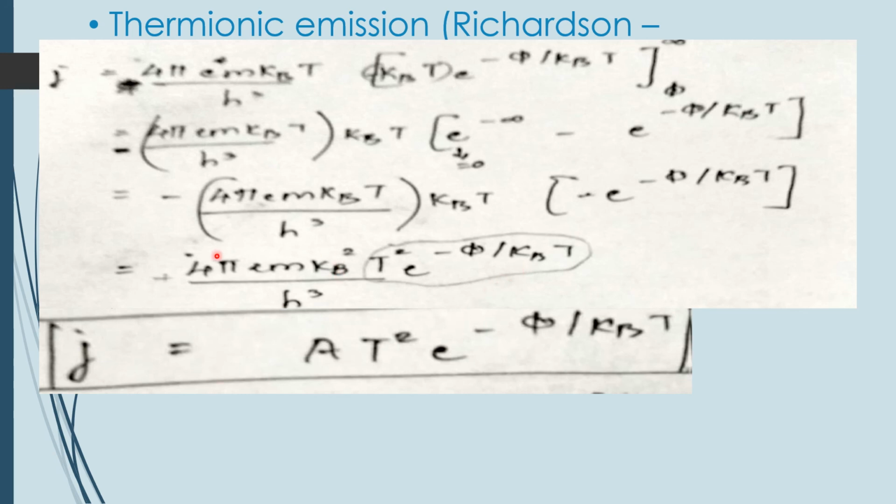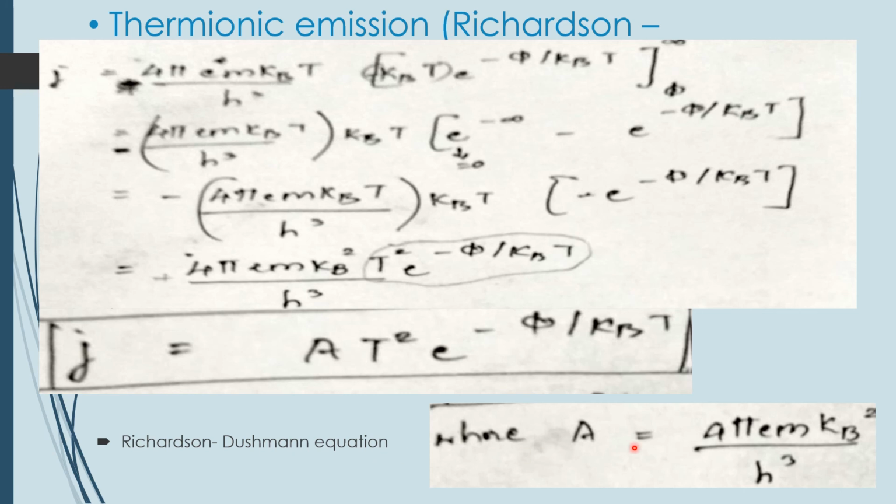So this whole thing can be written as a constant A. So J is equal to A t square into e raised to minus phi by kt. This is called the Richardson Dushman equation, where A is equal to 4 pi e m k square upon h cube.